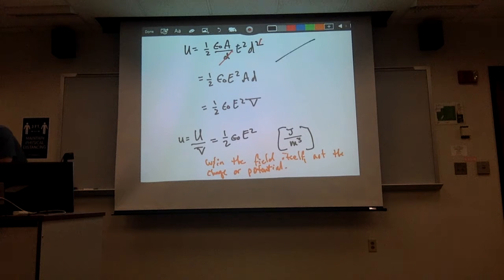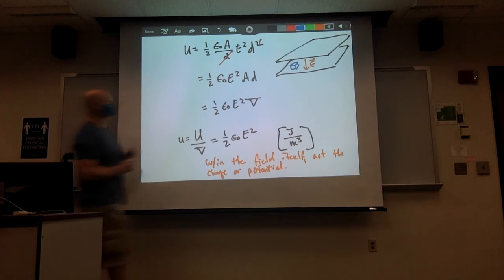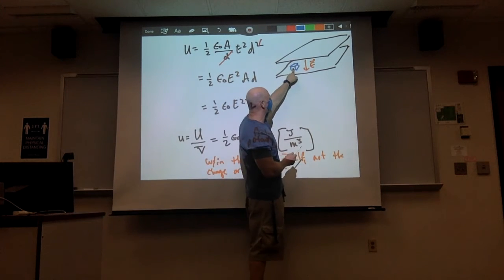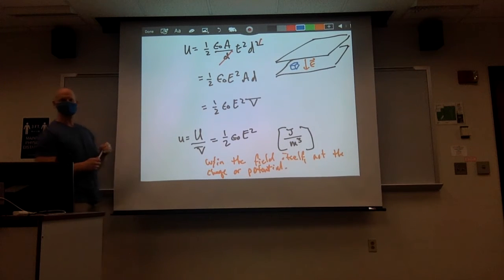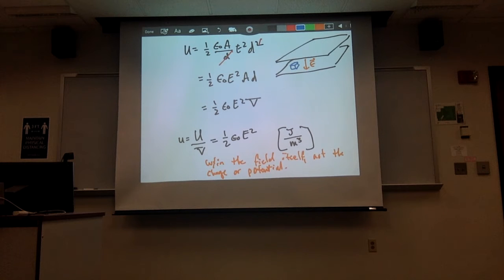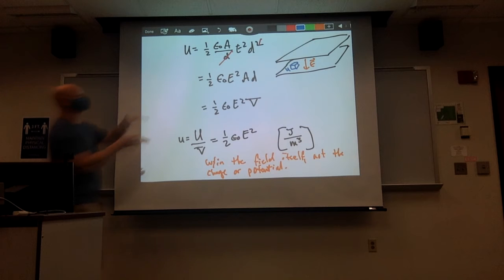So again, if this was my parallel plate capacitor, so here's my parallel plate capacitor, and here's my electric field again pointing downward. What this means is if I go in here and chop out some small volume, then the amount of energy inside of this volume is simply equal to the energy density multiplied by that volume. So it is basically telling me how much energy I have in any random amount of volume that I take out of the electric field itself. So inside of here, this is the energy density, the amount of energy stored inside of the electric field between the plates.